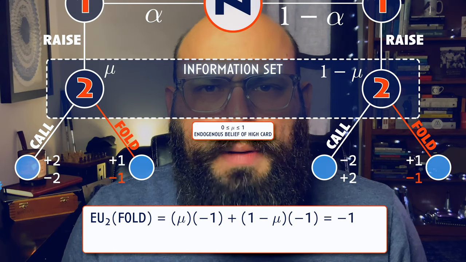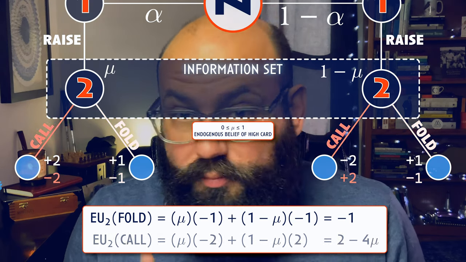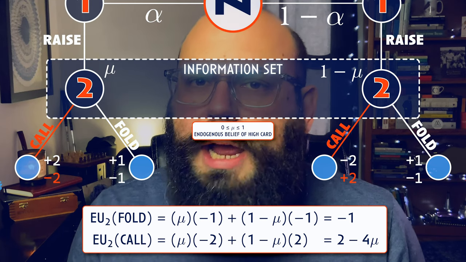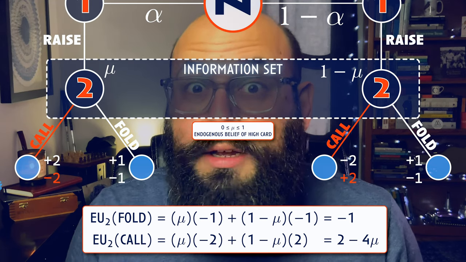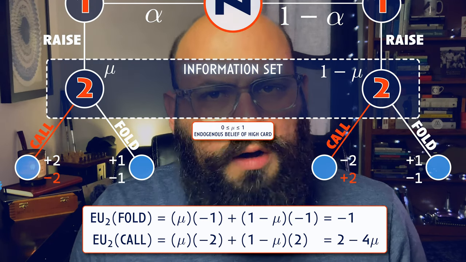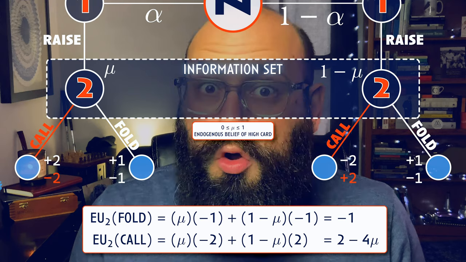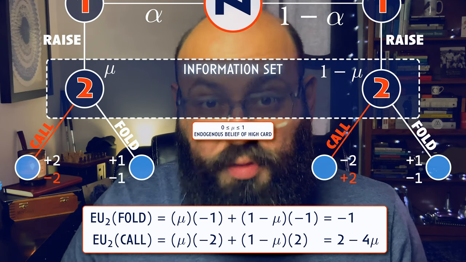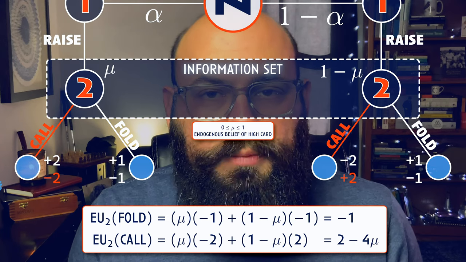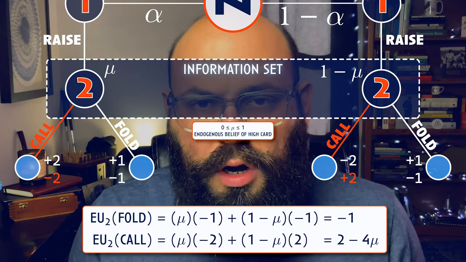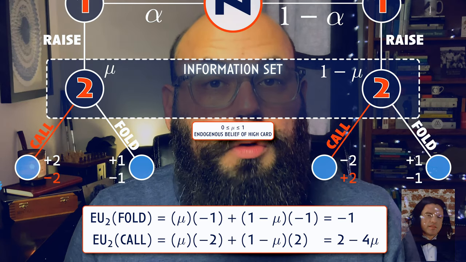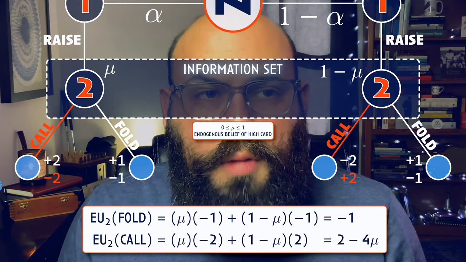If I fold, no matter what your card is, I lose a dollar. Now, what's my expected utility for calling? Now it depends. So with probability mu, you have the high card. And when I call, that means I lose $2, minus two happiness points. And with probability one minus mu, you have the low card. But when I call, now I called your bluff, that's great. I get two happiness points. So mu times minus two plus one minus mu times two, that works out to 2 minus 4 mu.